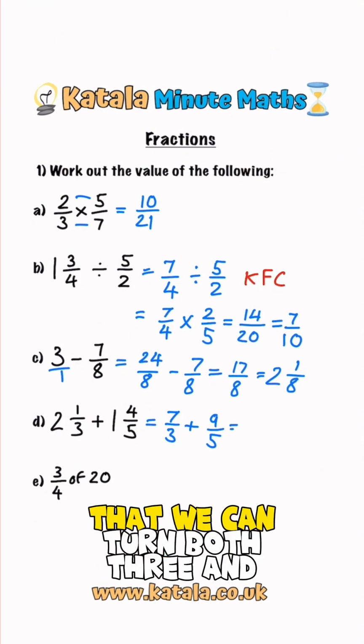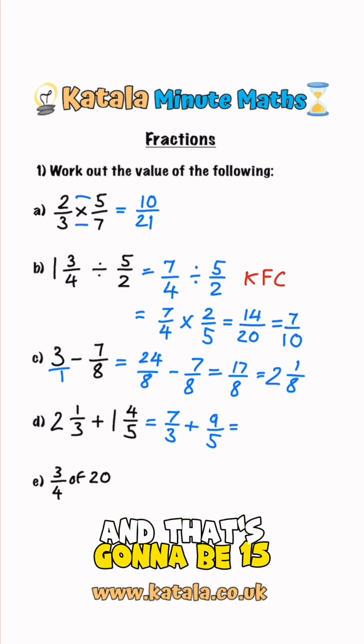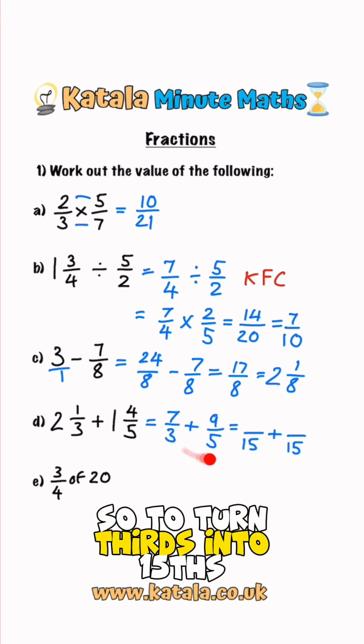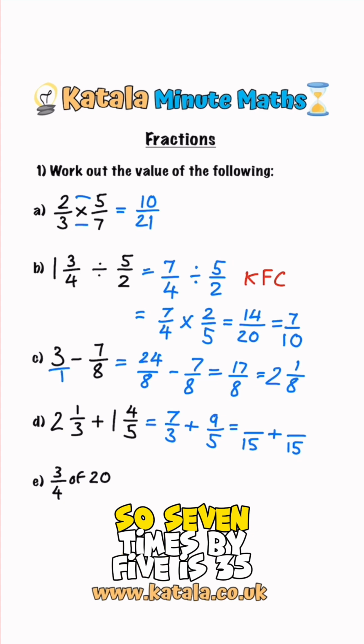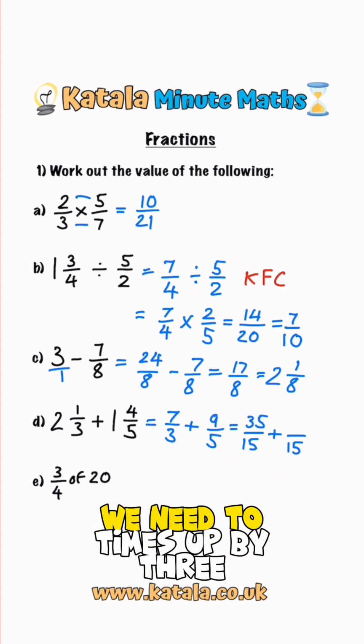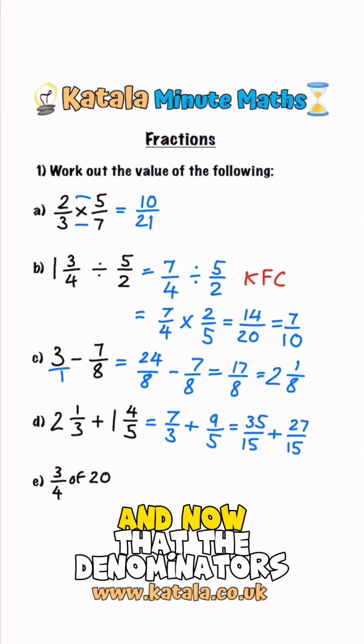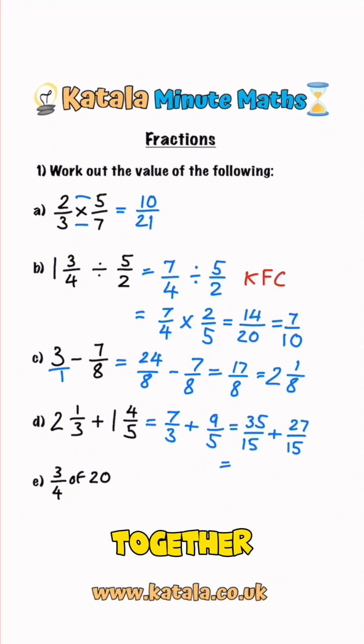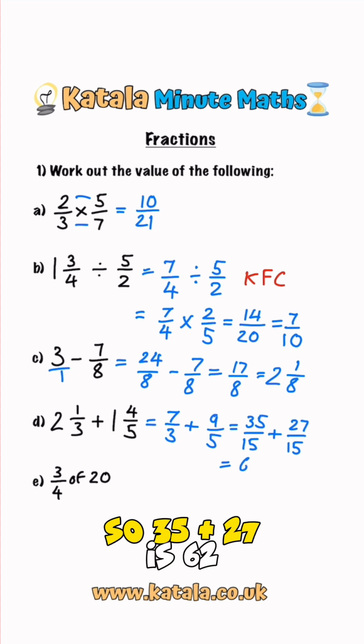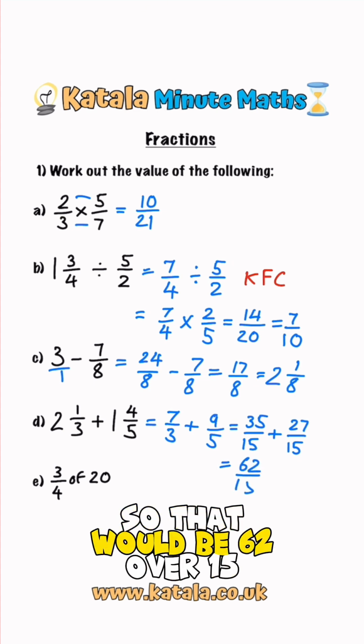So we need to think of a number that we can turn both 3 and 5 into, and that's going to be 15. So to turn thirds into 15ths, we need to times by 5. So 7 times 5 is 35. And to turn fifths into 15ths, we need to times that by 3. So 9 times 3 is 27. And now that the denominators are the same, we can then add these two together. So 35 plus 27 is 62. So that would be 62 over 15.